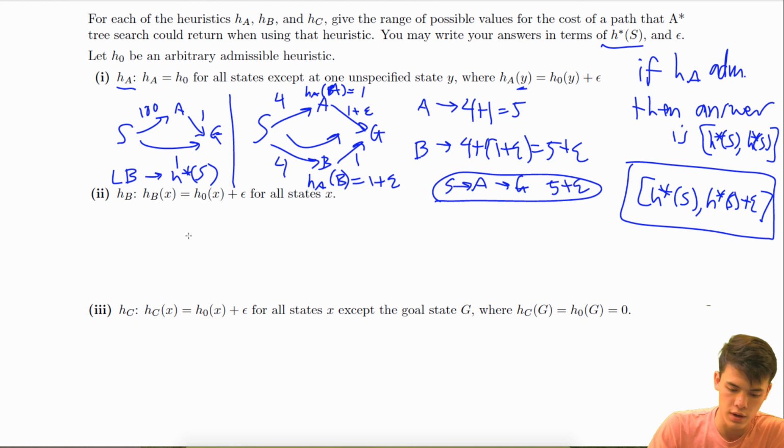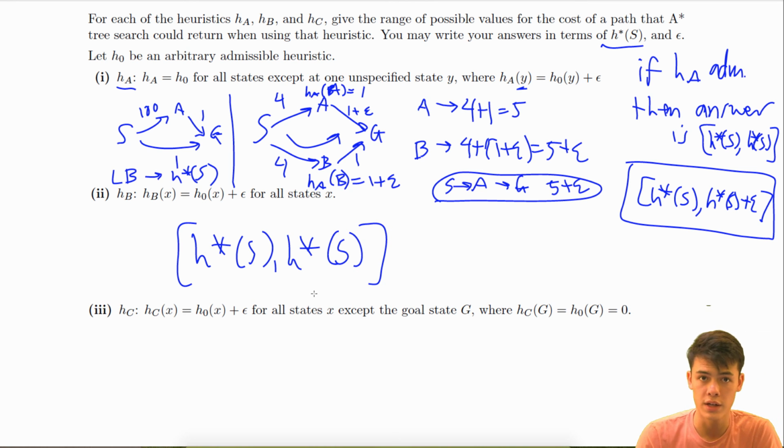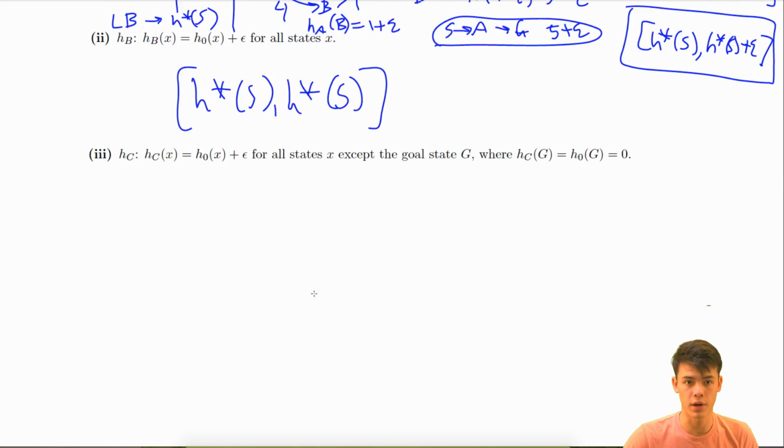So the answer here is actually just going to be H star of S, because it's always going to find the same path as H sub 0, which is actually going to find the optimal path because it is properly admissible. All right, let's move on to part 3 now.